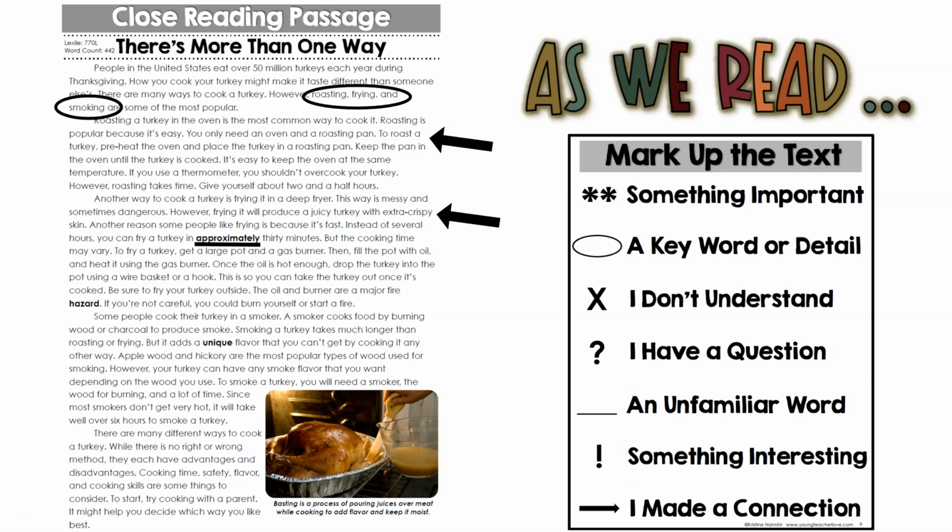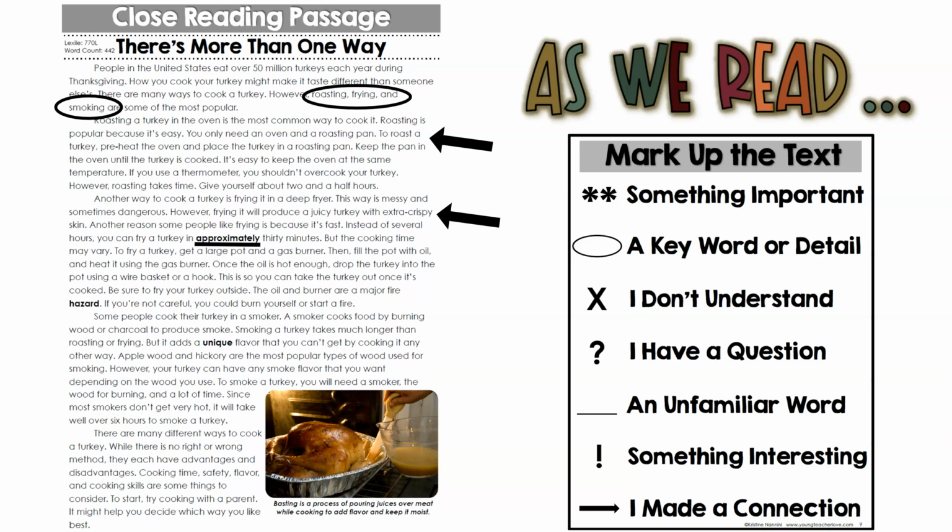Oh, I'm sure you've come to the conclusion that approximately means an estimate, specifically an estimate of time in this case. The text is telling me that you can fry a turkey in approximately 30 minutes. That's an amount of time. But the text continues to tell me that the time may vary, so it's not an exact time. So approximately must mean an estimate. Thanks for helping me understand that word. Let's continue.